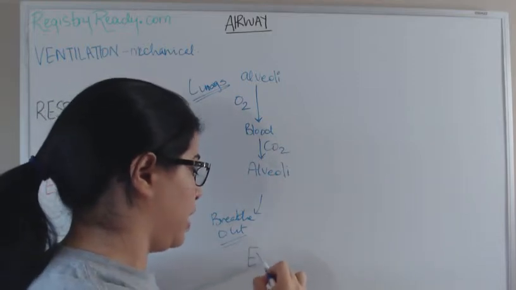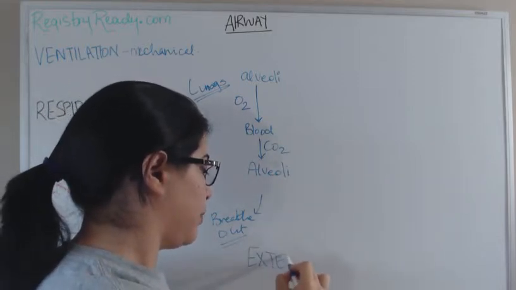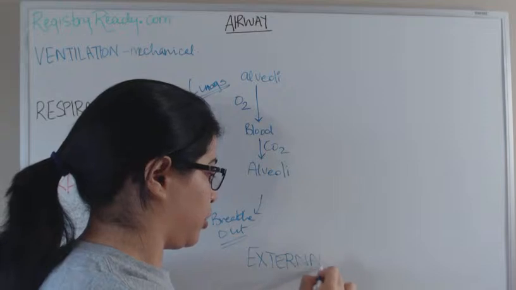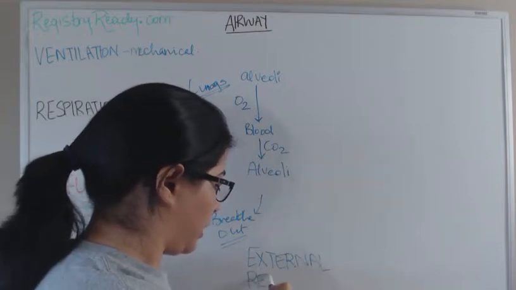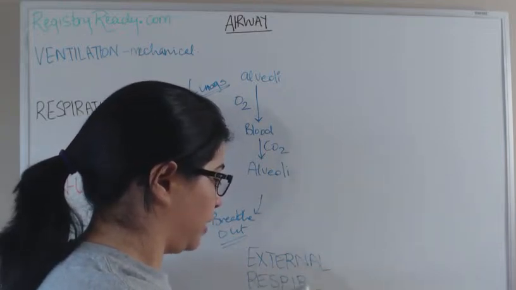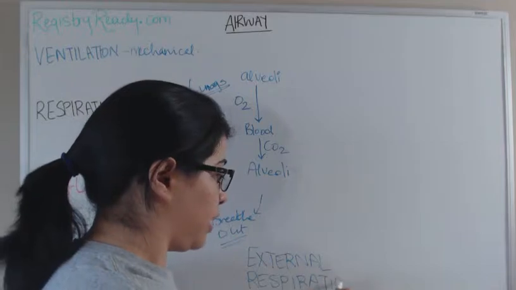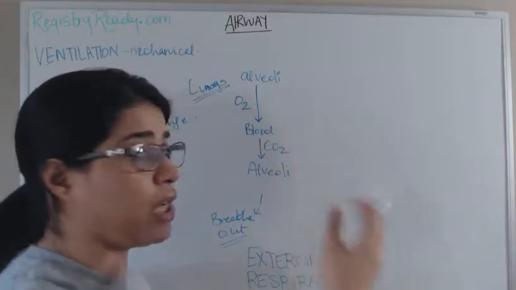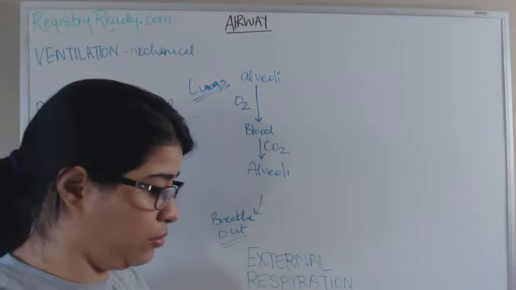This is known as external respiration. External respiration takes place in the lungs. It is where the alveoli give up oxygen and take up carbon dioxide from the blood.